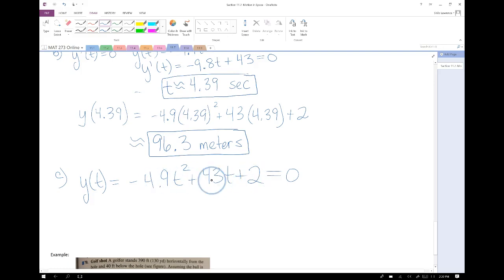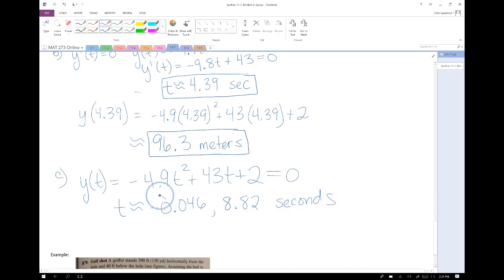So if we figure out where this function equals 0, it actually equals 0 at 2 different times. We get times of approximately negative 0.046, and this is our x-intercept on the left-hand side of our parabola, and about 8.82 on the right-hand side of our parabola.